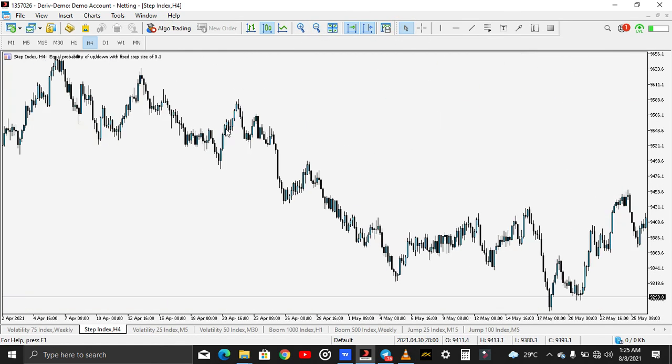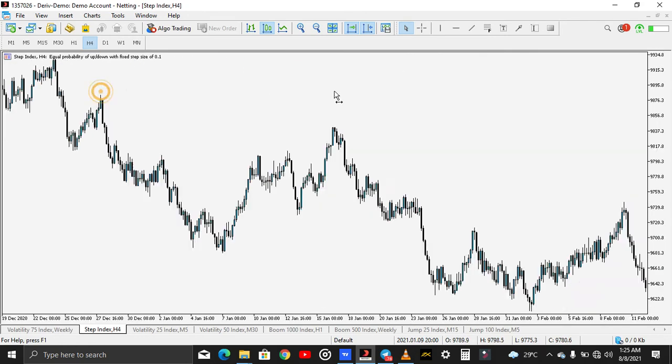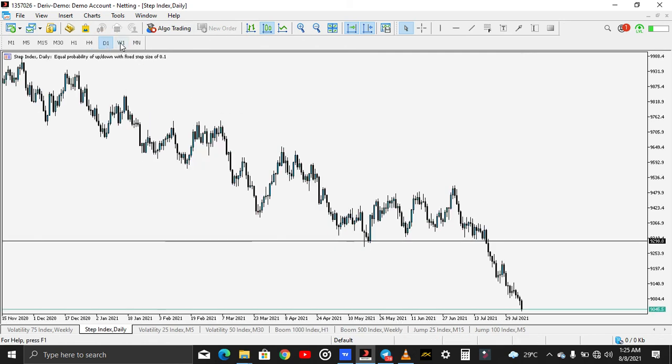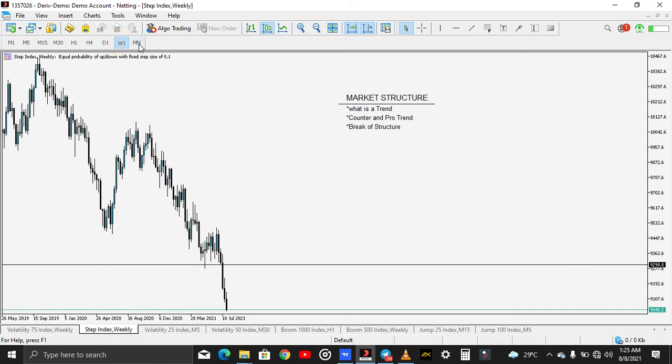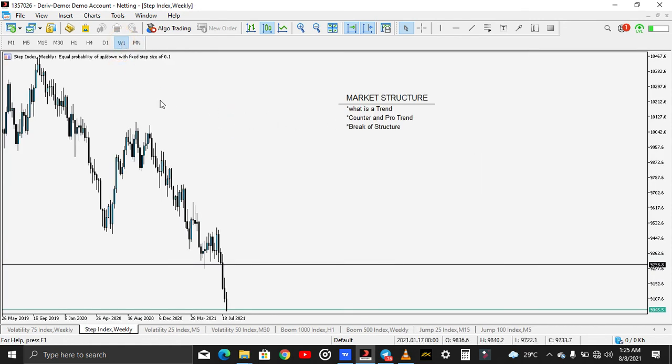Now how do you figure out the market structure of any market? You just simply go to higher time frames, from monthly time frames to weekly time frames, and you look at what the market has been doing. All right, now this is synthetic indices. All these counter trends are enough to blow your account. They are also enough to give you huge profits.